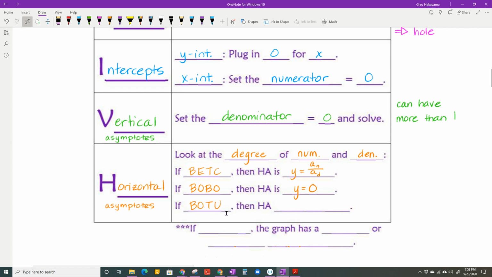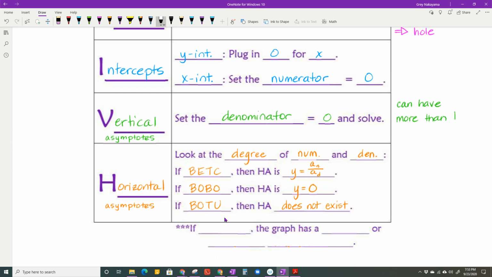Botu, bigger on top. The U, I didn't come up with this, somebody else did, and I was told it stood for undefined, but it doesn't mean my horizontal asymptote is undefined. It really means that there is no horizontal asymptote, okay? And before I talk, well, I'll say it right now, okay?